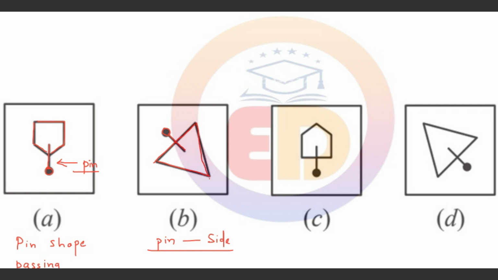In the third figure, again the pin-shaped shape is passing through the side. And in the fourth figure, again the pin shape is passing through the side. So in the figures B, C and D, I see this pin shape is passing through the side. However, in the first figure A, it is passing through one of the vertices. So that is the odd figure for us, and that is our answer.